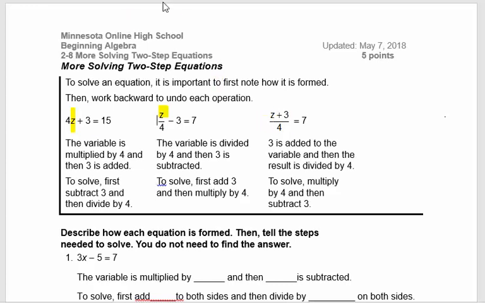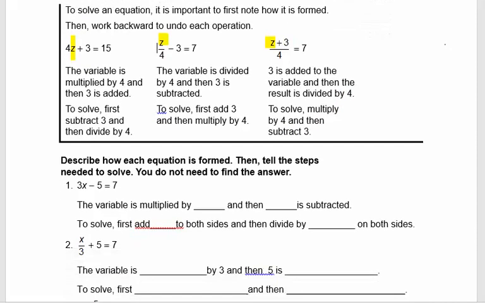Now in this one, our variable again is z. 3 is being added, and then the whole thing is divided by 4. So the first thing you do to solve this is multiply, which is the opposite of dividing. We multiply both sides by 4, and then we subtract 3. So that one's a little different.